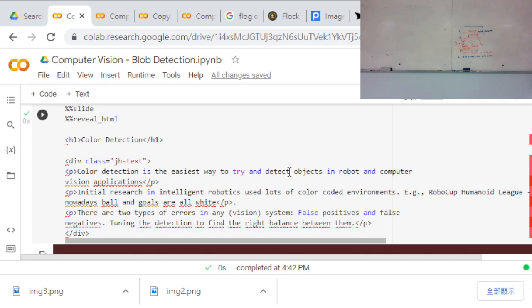So in that case, we tuned the detection algorithm so that we never have any false negatives. We wanted to make sure that any ball they shoot at the goal, our goalkeeper will try and stop.